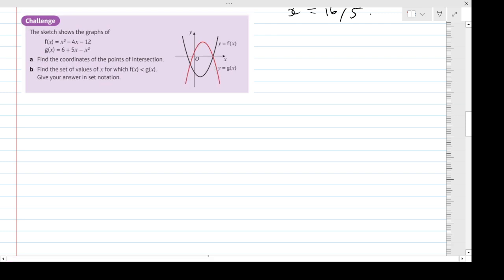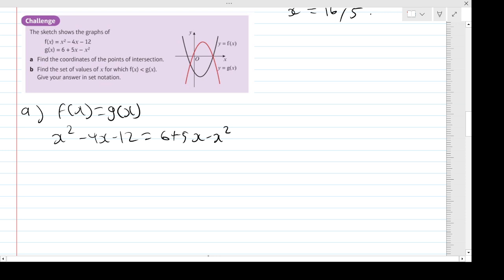Part A, again, it's pretty standard by the looks of it now. Find the coordinates for the points of intersection. So that's going to be here and here. How do we find it? Well, we need to put the two curves equal to each other. So f of x has to equal g of x. So x squared minus 4x minus 12 is equal to 6 plus 5x minus x squared.